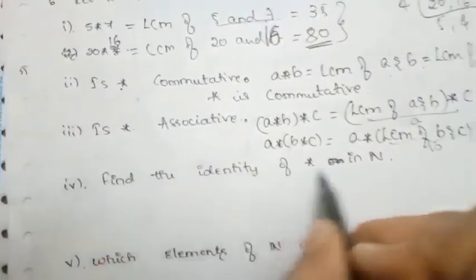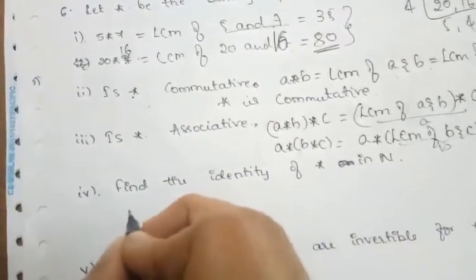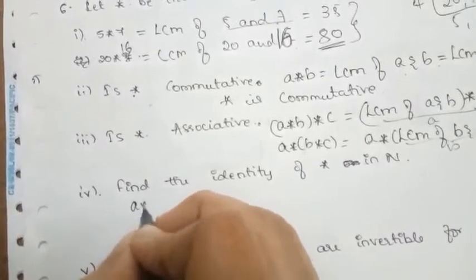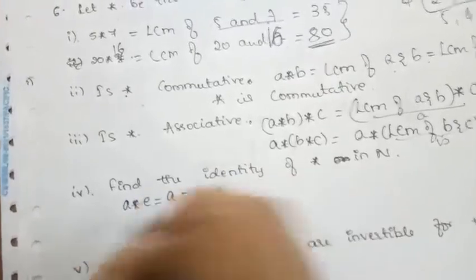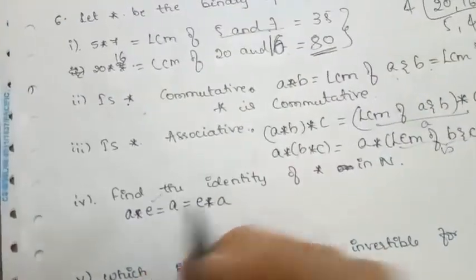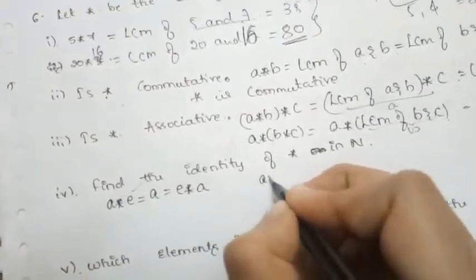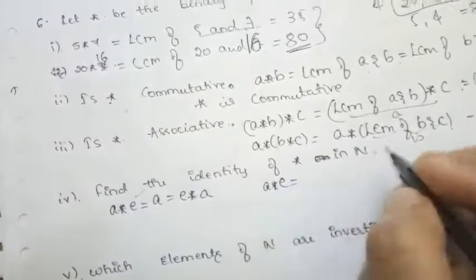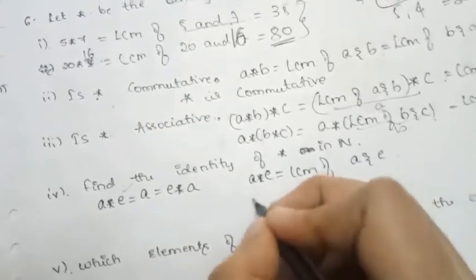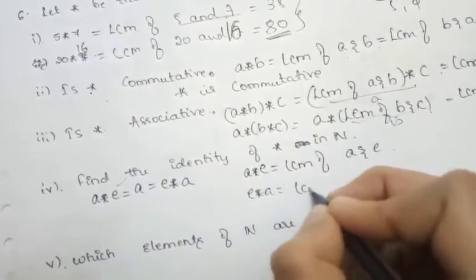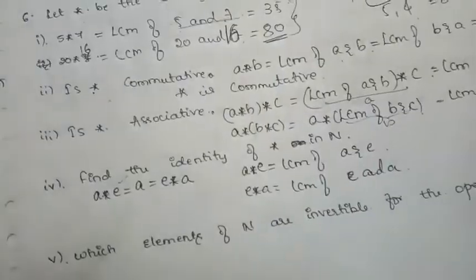So next question, find the identity of star in N. It is defined upon the set of natural numbers. According to the definition of identity, A star E is equal to A, and it is also equal to E star A. In both ways we should get the same element. At that time we say E is the identity. Now what is A star E according to the definition? It is LCM of A and E. Similarly, E star A is LCM of E and A, right? So this is what the definition is saying.